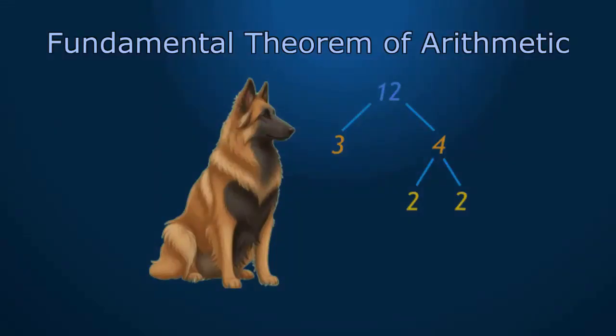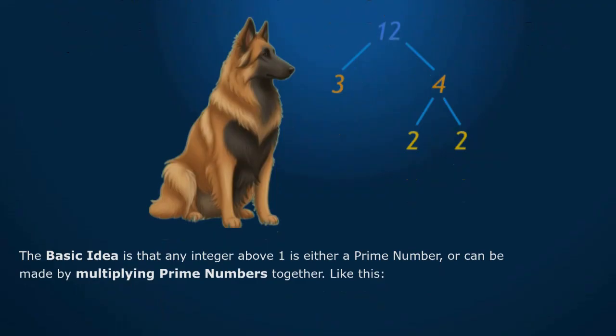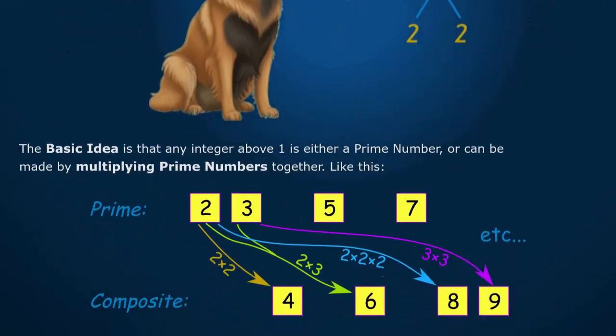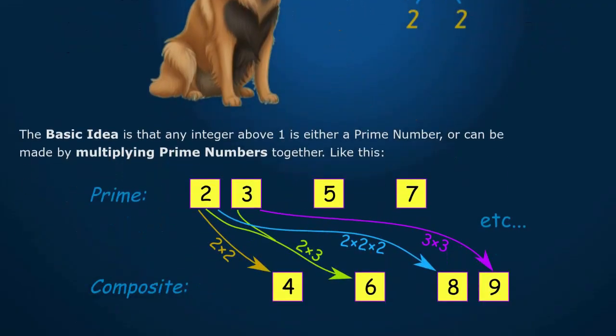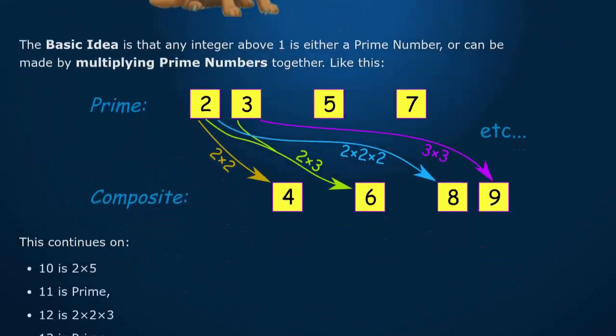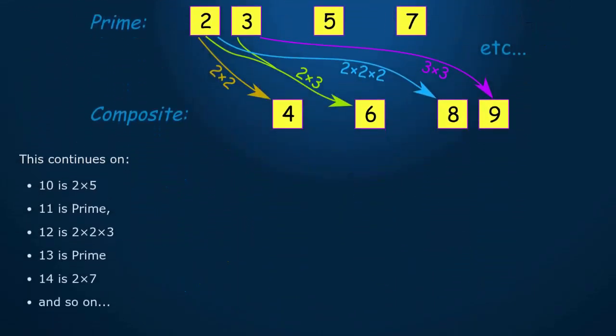Fundamental theorem of arithmetic. The basic idea is that any integer above 1 is either a prime number or can be made by multiplying prime numbers together. Like this. This continues on. 10 is 2 times 5. 11 is prime. 12 is 2 times 2 times 3, and so on. So they are either prime or primes multiplied together.